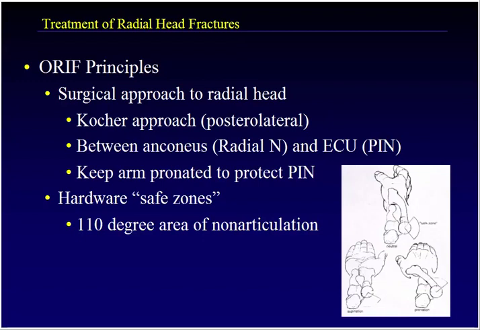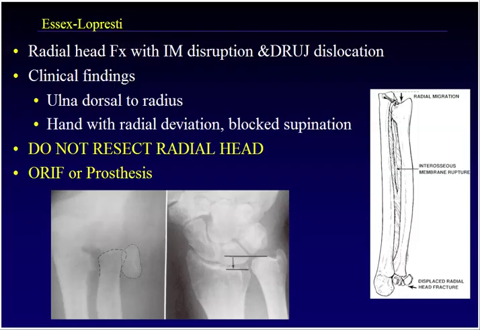If you go outside that arc, then you're going to run the risk of impingement on the articulation between the proximal radius and the ulna. The Essex-Lopresti lesion is a peculiar injury where you have a radial head fracture with interosseous membrane disruption and associated dislocation of the distal radioulnar joint. Again, that's why when you have a patient with a radial head fracture, you have to radiographically image the entire forearm, including the distal radioulnar joint, to rule out the presence of an Essex-Lopresti lesion.